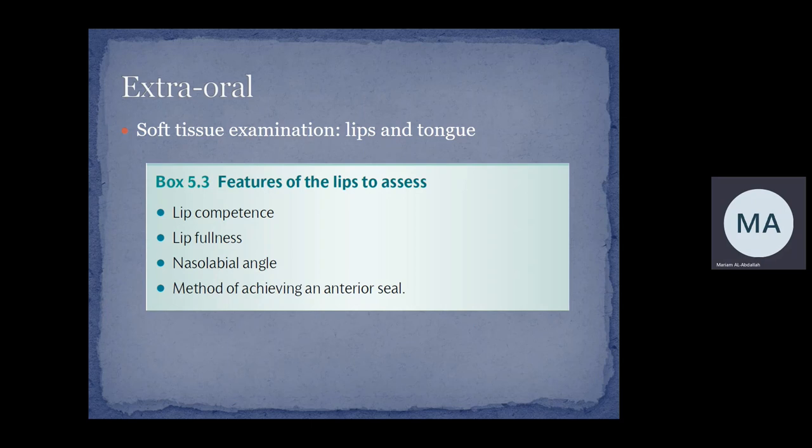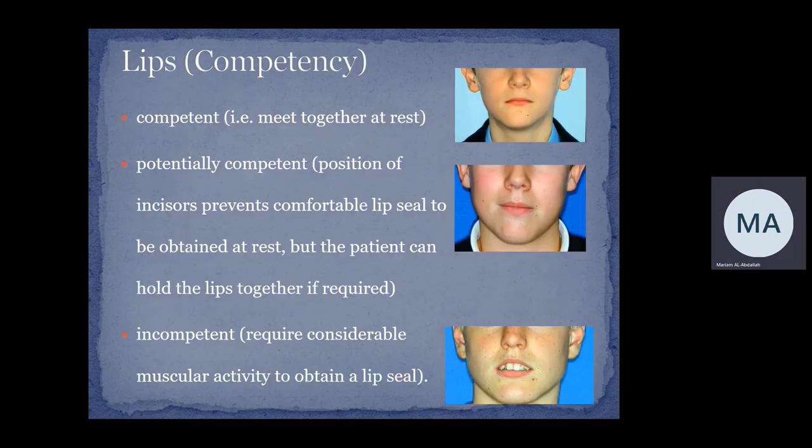Now, soft tissues, we need to look at lips and tongue. For the lips, lip competency, as we said, is when the lips meet at rest when the patient is in the upright natural head position. So here we have competent lips. Sometimes the lips are competent, but there is an obstacle preventing them from coming together. Like here, for example, we have the upper incisors proclined and coming between the upper and the lower lip. We call this potentially competent lips.